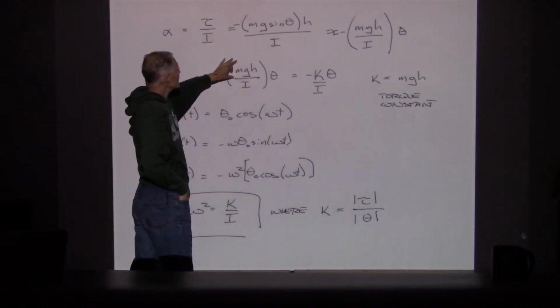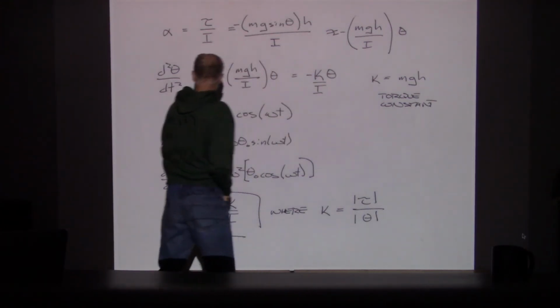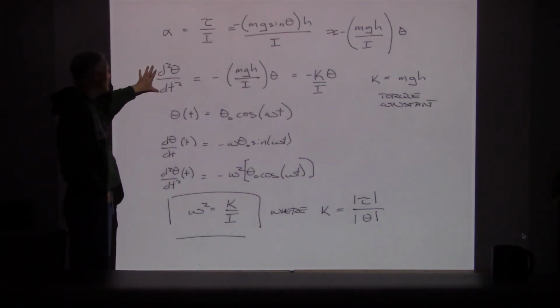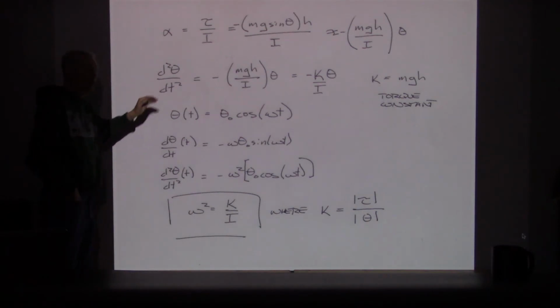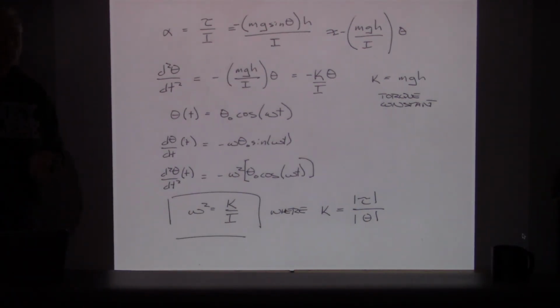Now what we've called the stuff on the top is the torque constant. So that's minus k over I times theta. Now that differential equation looks just like the linear oscillation, not the rotational, but the linear oscillation equation.